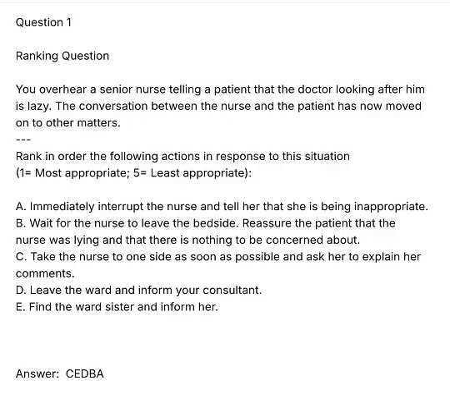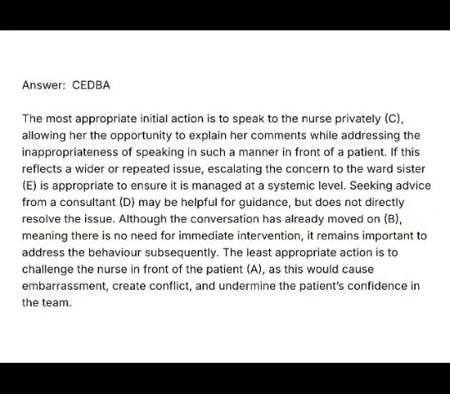CEDBA. The most appropriate initial action is to speak to the nurse privately, C, allowing her the opportunity to explain her comments while addressing the inappropriateness of speaking in such a manner in front of a patient. If this reflects a wider or repeated issue, escalating the concern to the ward sister, E, is appropriate to ensure it is managed at a systemic level.